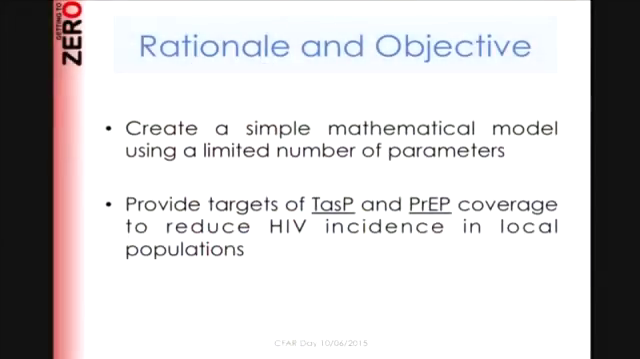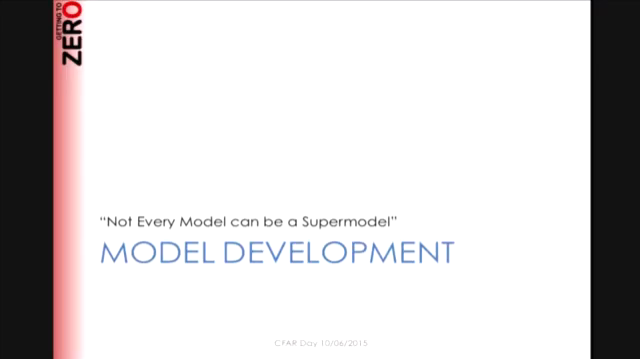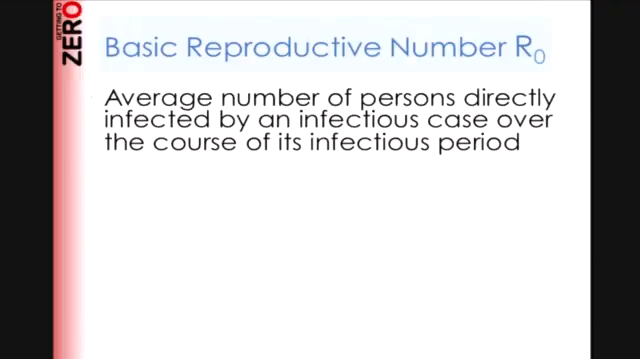and very basic. So the objective was to create a very simple model using a limited number of basic parameters, but very flexible. This is the positive point of this tool. And our goal was to provide targets of TASP and PrEP coverage to reduce the incidence of HIV in a given population. And today we are speaking about the MSM. So let's go into the model. Not into the detail of the model, but into the model.